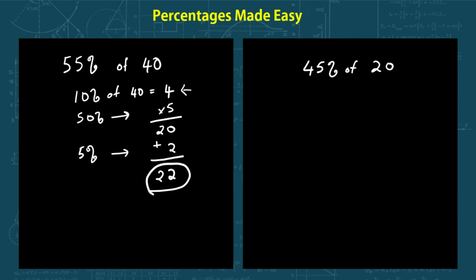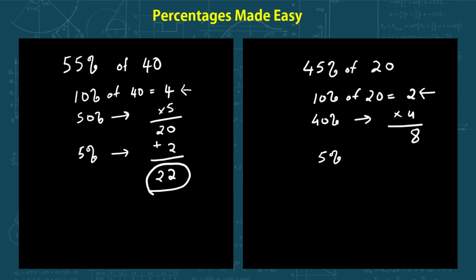The first step is to take 10% of 20, which is 2. Then since we want 40%, we multiply by 4 and we get 8. And we're still left with 5%. 5% will be half of 10%, which is half of 2, which will be 1. 8 plus 1 is 9. So 45% of 20 is 9.